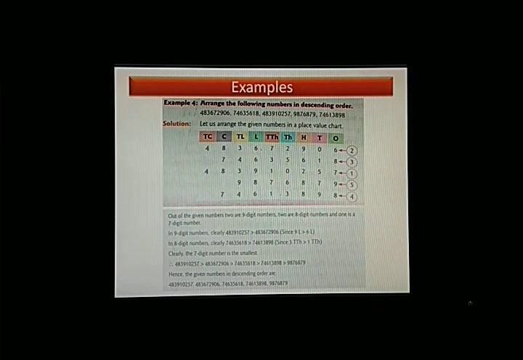So you can try out other numbers also. A lot of examples are given in your textbook. You can go through it.